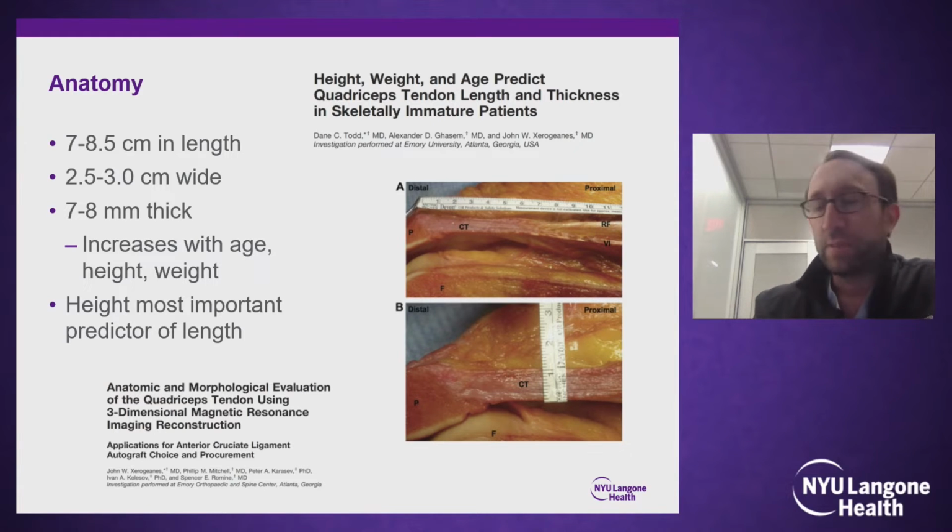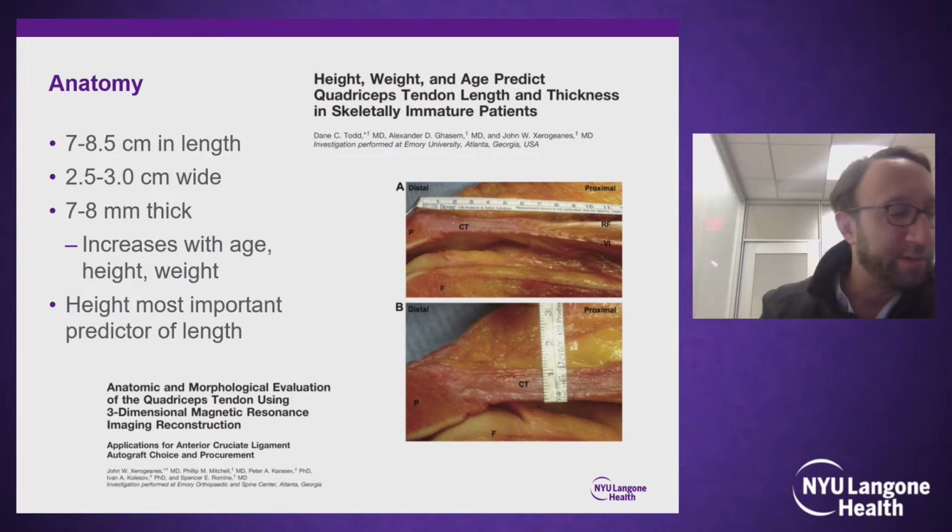Just like hamstrings and BTB, you would imagine that this increases with age, height, and weight, and this has been certainly proven to do such. And one thing that I always look for, very similar to hamstrings, is that height has been shown in the patients to be the most important predictor of the actual length of the quadriceps tendon. So if you're looking for a patient that's going to have adequate length, I certainly would not be scared or skeptical of using quadriceps tendon autograft.